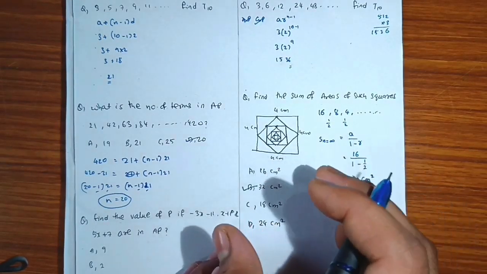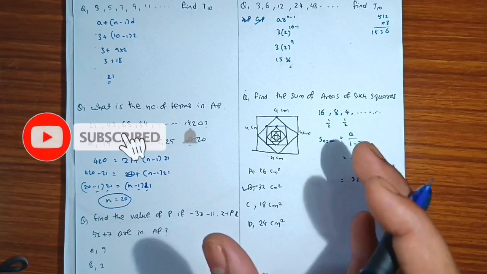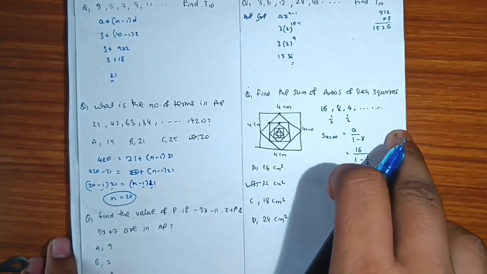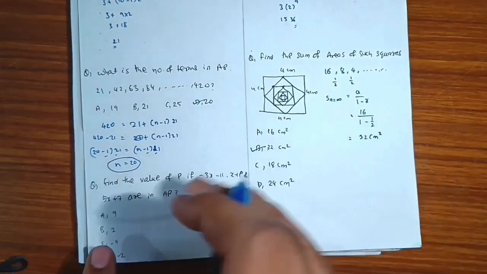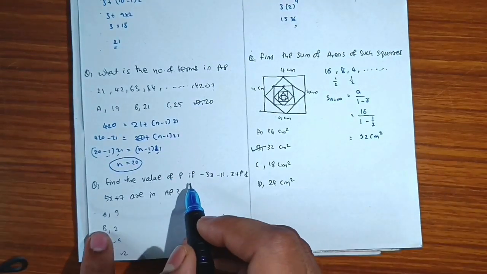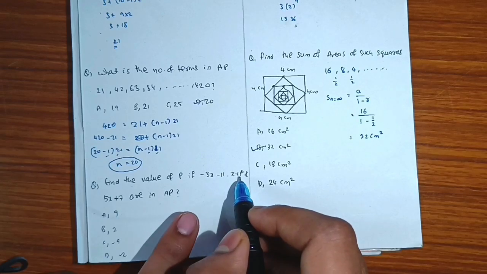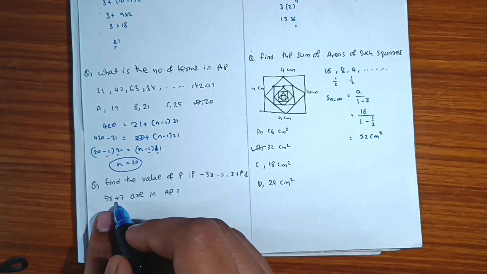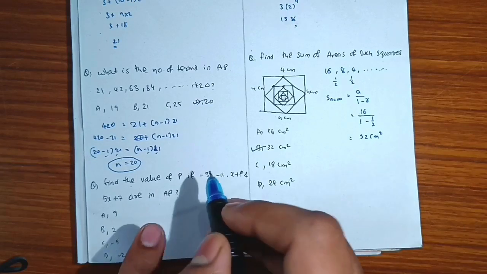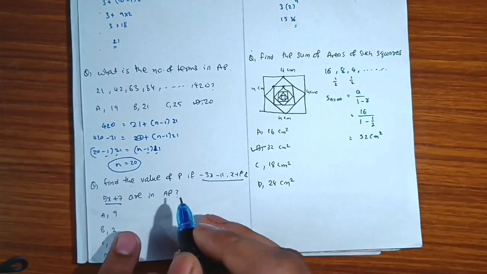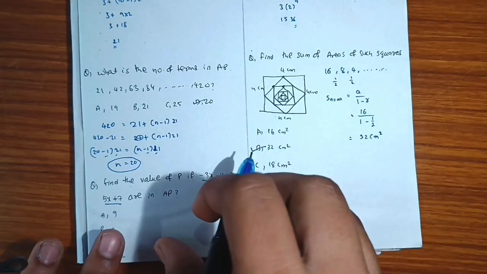So this is a specific question I have taken, because sometimes the question may come in this form. Again let us move to this type of question. The question is: find the value of p if minus 3x minus 11, x plus p and 5x plus 7 are in the AP. So these three terms are in the AP. We need to find the value of p.